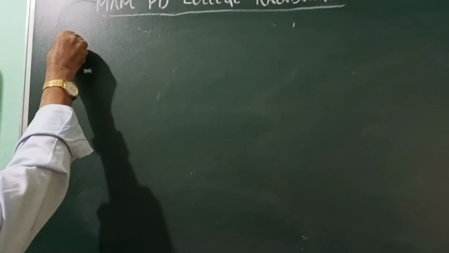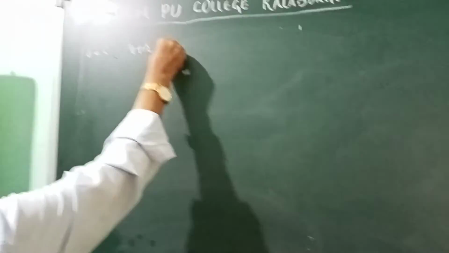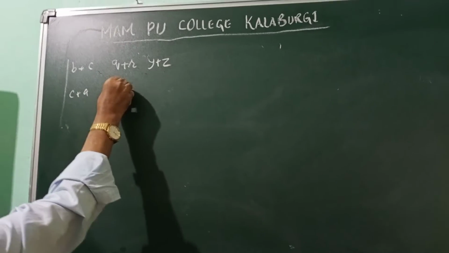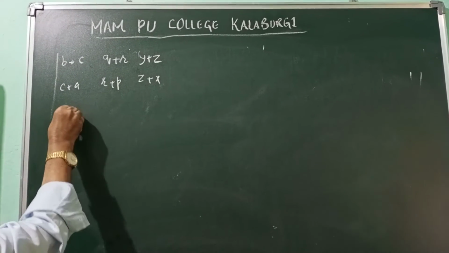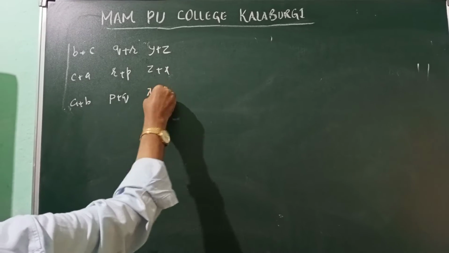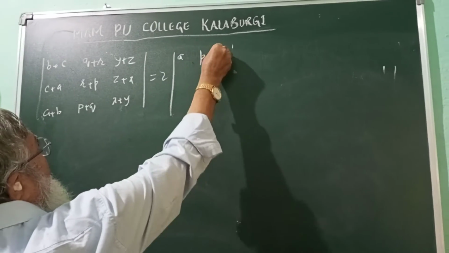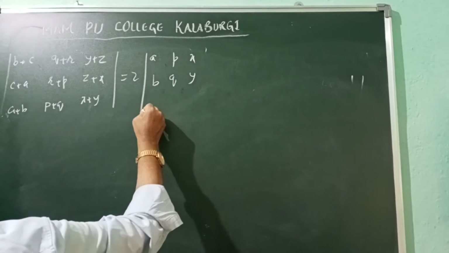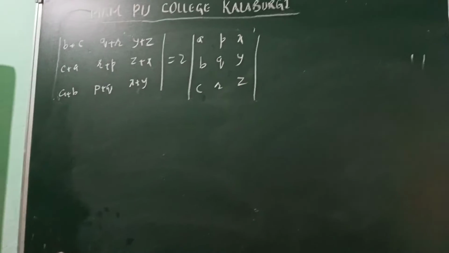It is B plus C, Q plus R, Y plus Z; C plus A, R plus P, Z plus X; A plus B, P plus Q, X plus Y. This must be equal to twice the determinant of A, P, X; B, Q, Y; C, R, Z. So we have to prove this.